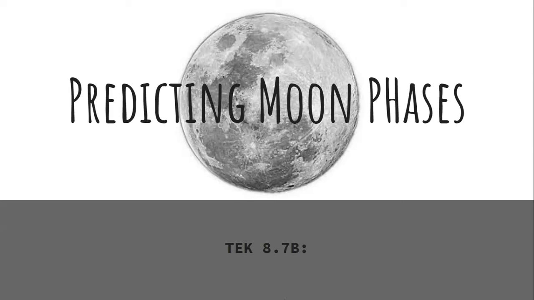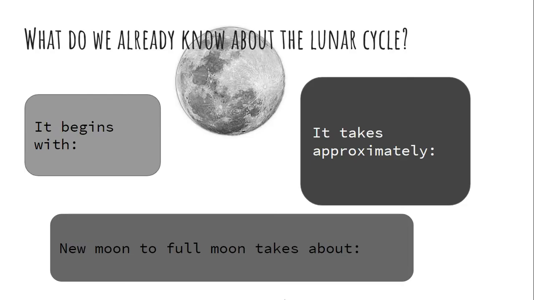So I'll go into a quick explanation for how we predict the moon phases using a calendar and knowledge of some of the previous moon phases. A couple of things to keep in mind that you should already know about the lunar cycle. It begins with a new moon, takes approximately 28 days to go through the whole cycle, and from a new moon to a full moon takes about 14 days.